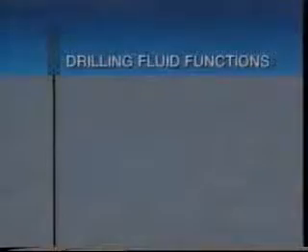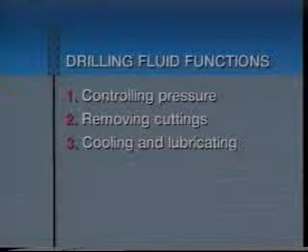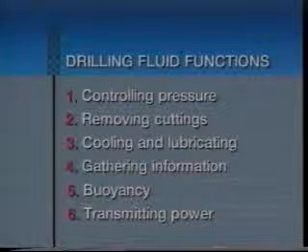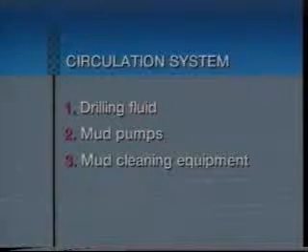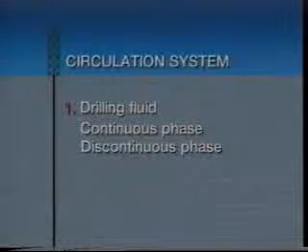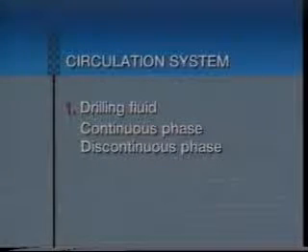In this first unit, we have introduced the functions and basic composition of the circulation system. We have seen that there are 6 primary functions of a drilling fluid: controlling pressure, removing cuttings, cooling and lubricating, gathering information, providing buoyancy, and transmitting power. We have learned that the circulation system includes the drilling fluid, the mud pumps, and the mud cleaning equipment. Also, we have learned that the drilling fluid itself consists of 2 components: continuous and discontinuous phases. The continuous phases are most commonly water or oil.